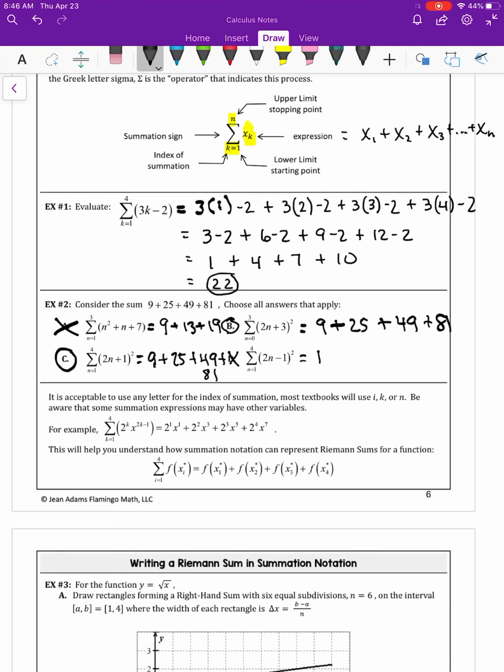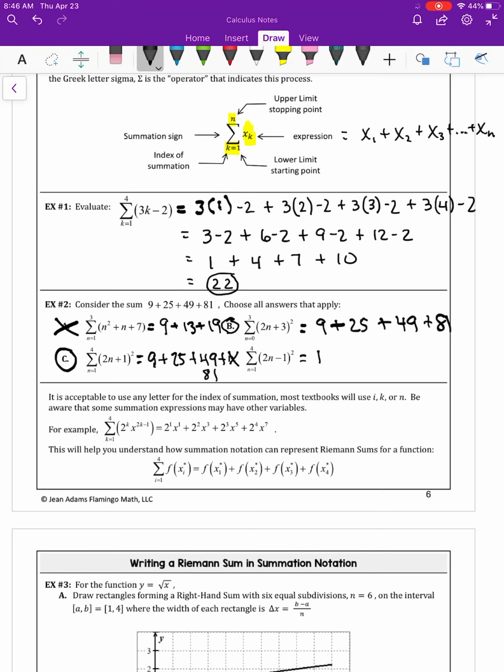I put a 1 in. 2 times 1 is 2, minus 1 is 1, squared is 1. So we already know that D is not going to be one of them because the first number is not the same. So that one, B and C, both equaled that sum.